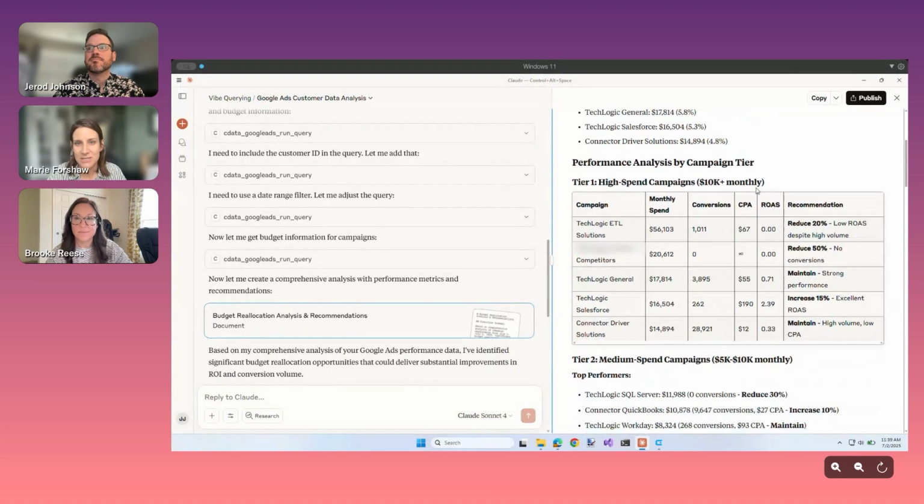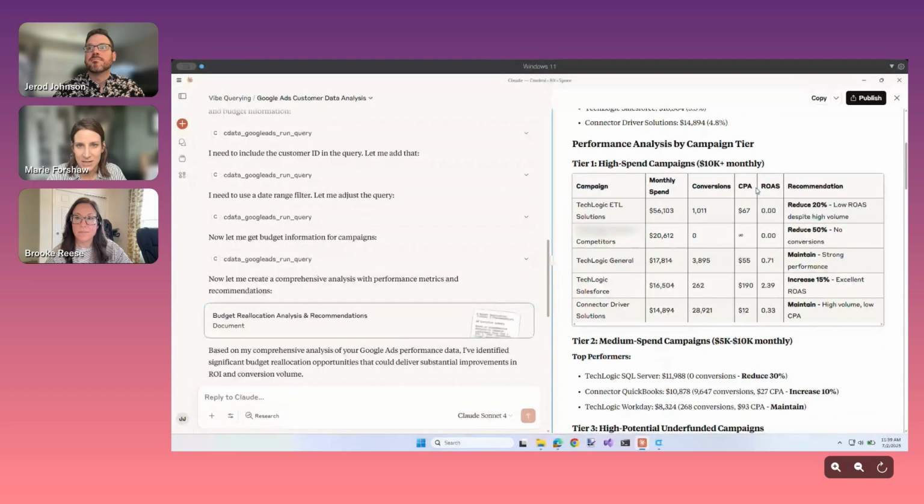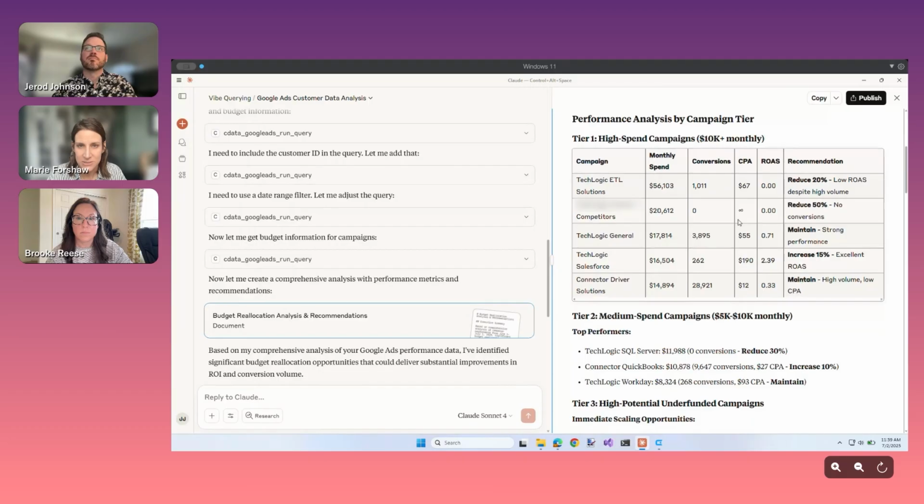So I think it looks like it's giving us some summary at the top, and then it's breaking it out by campaign tier. So high spend, medium spend, underfunded campaign. Got it. What do you want to drill into, Brooke? Where do you want me to scroll and linger? Sure.